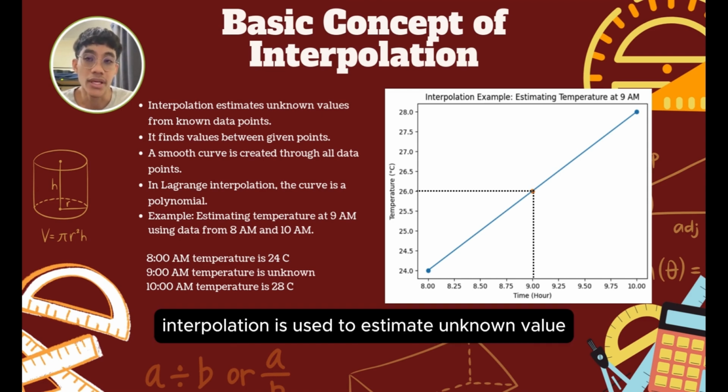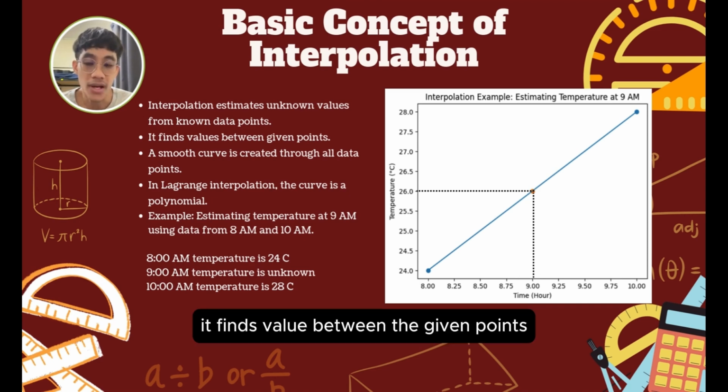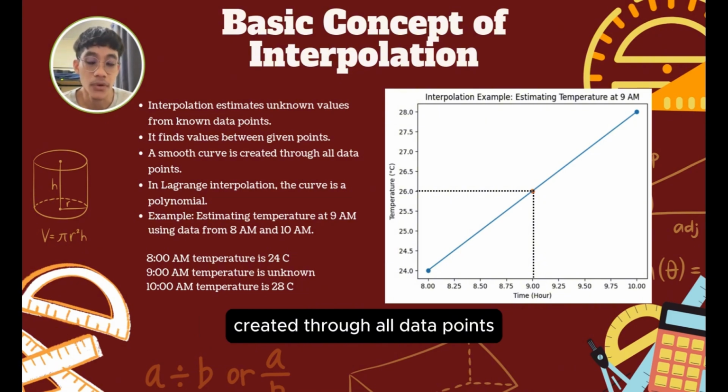Interpolation is used to estimate unknown values from known data points. It finds values between the given points, and the result will be a smooth curve created through all data points. In Lagrange interpolation, the curve is a polynomial.